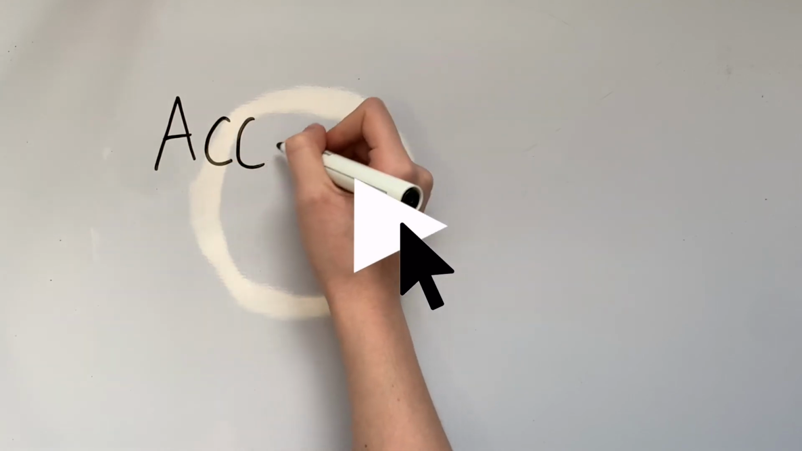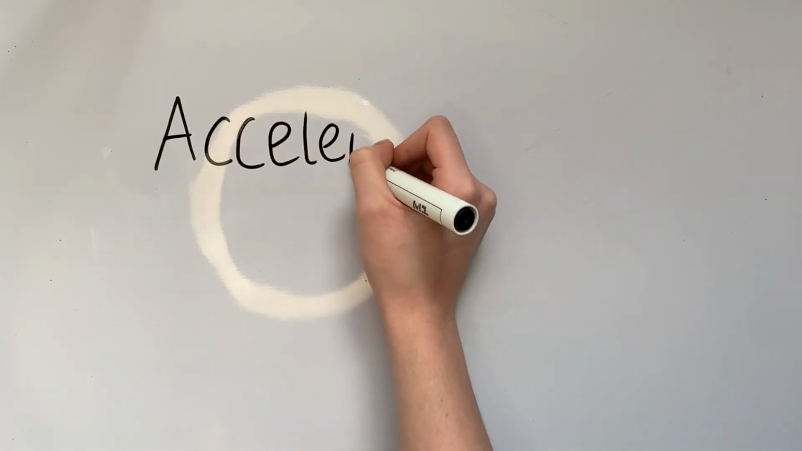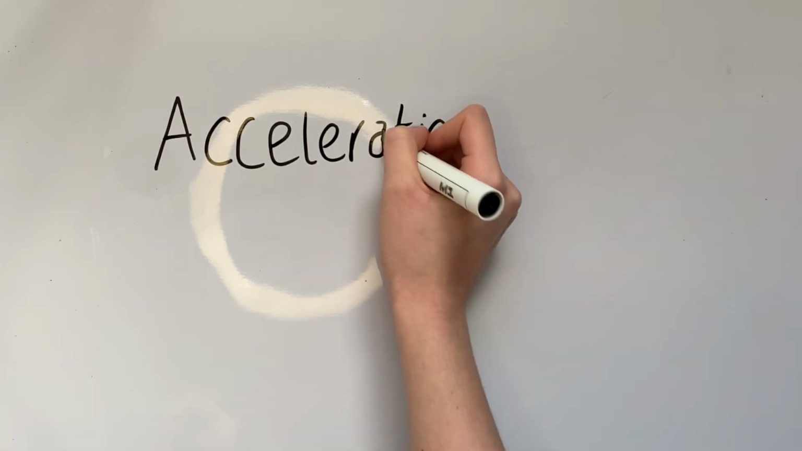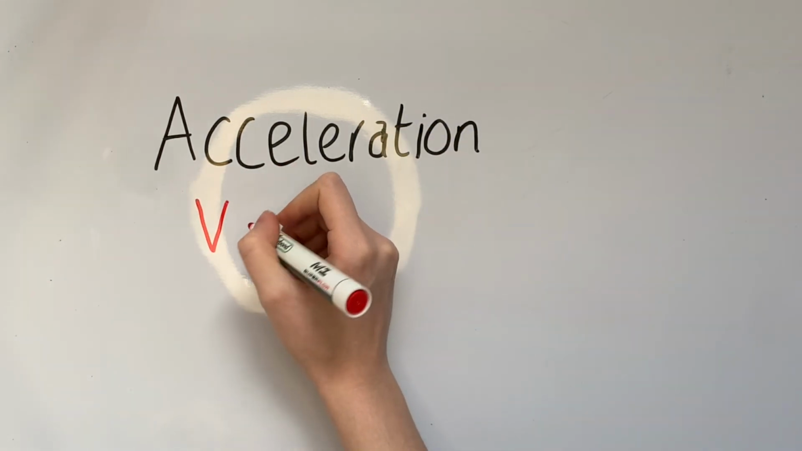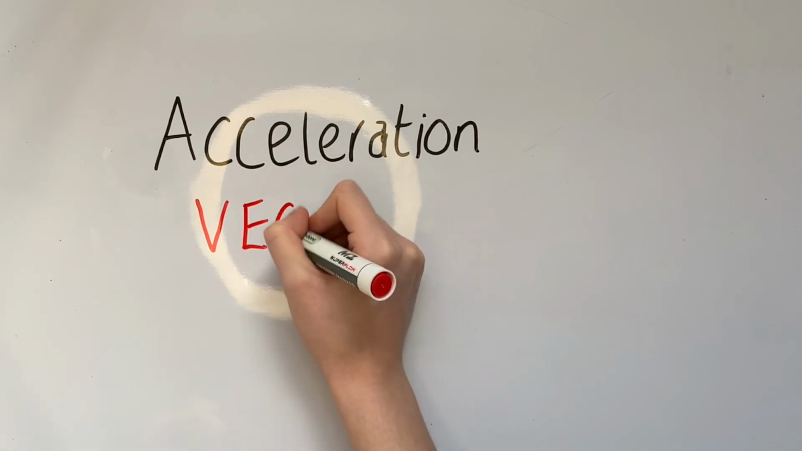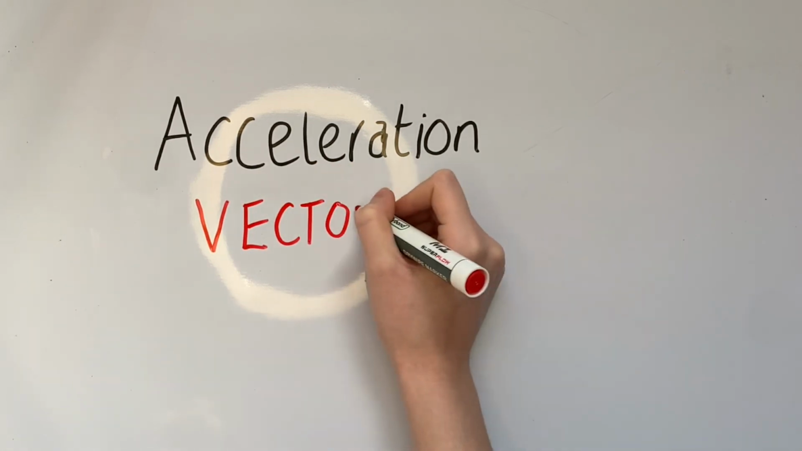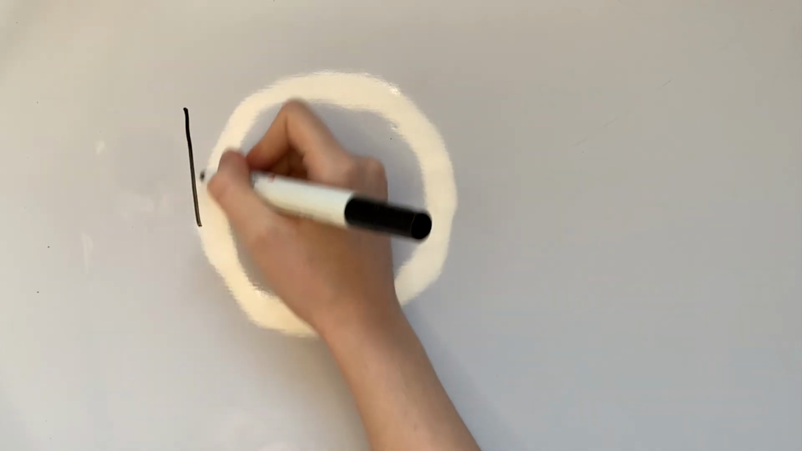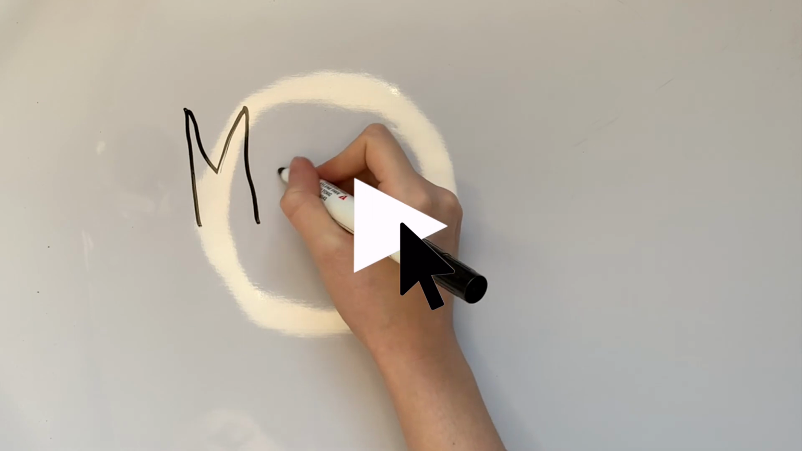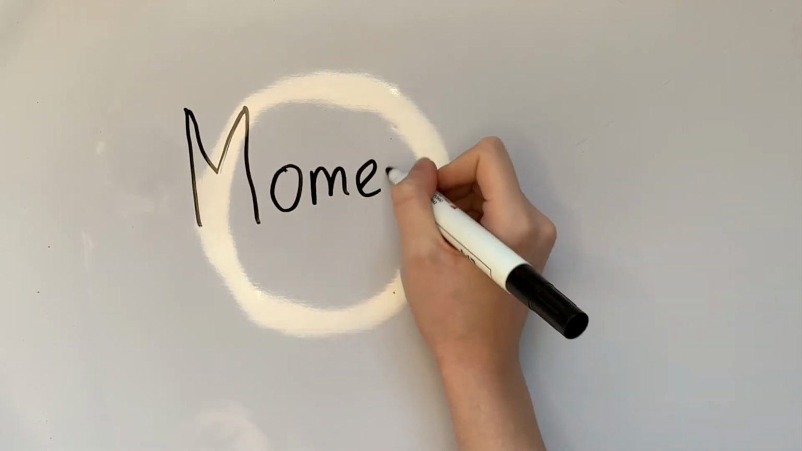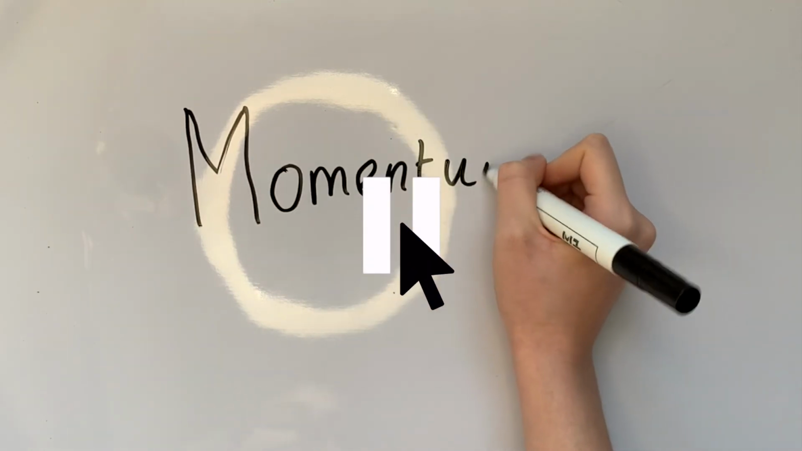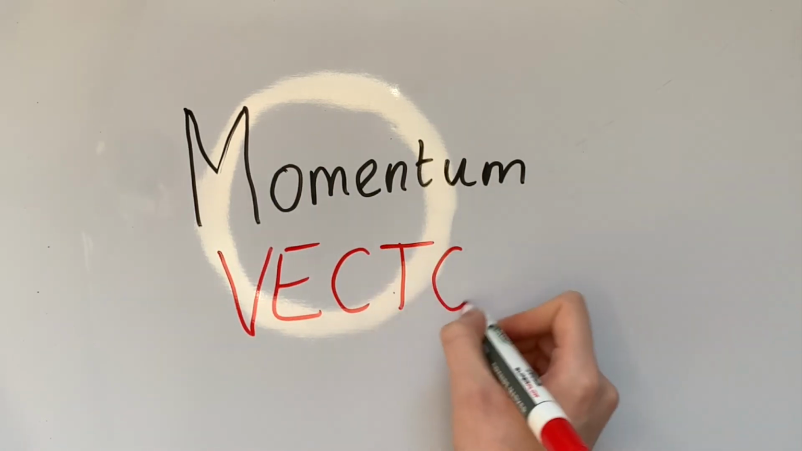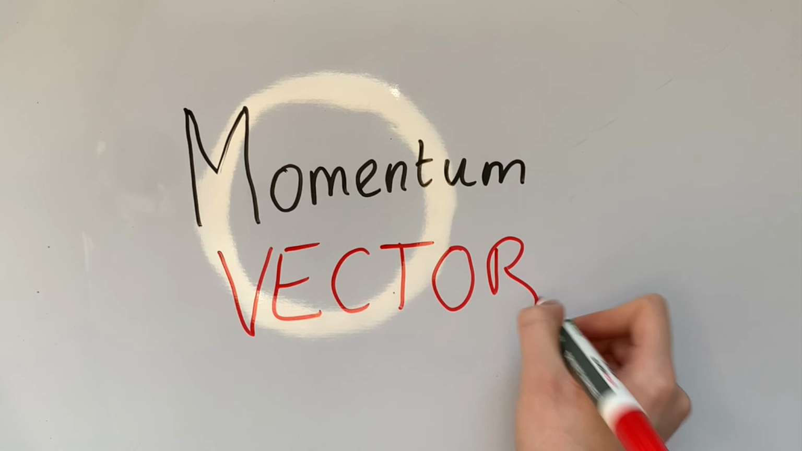Acceleration. Acceleration has a number or magnitude, and it also has a direction. Which way is something accelerating? That's something that we need to know to quantify acceleration. Therefore, acceleration is a vector. And finally then, let's think about momentum. Momentum is also a vector. We need to know which direction something is carrying its momentum.